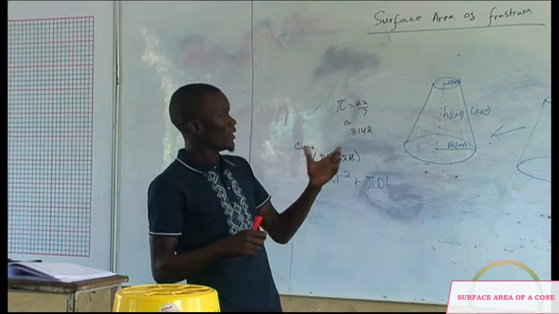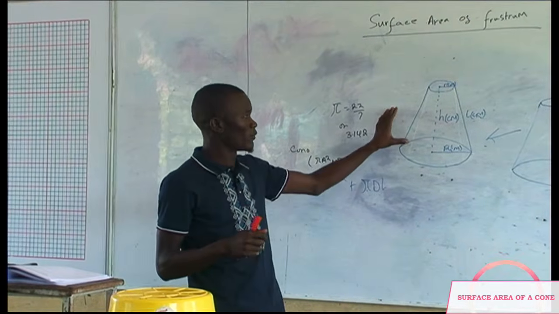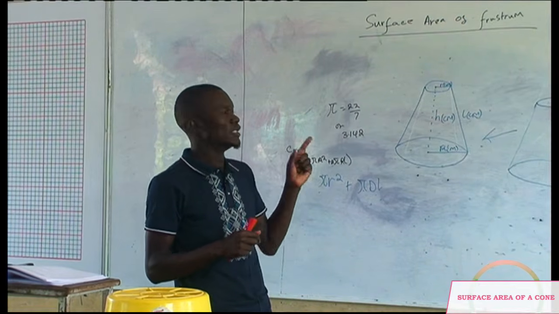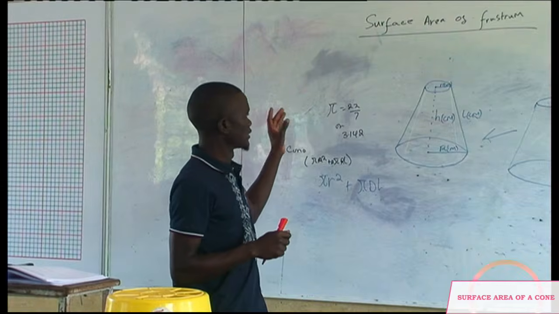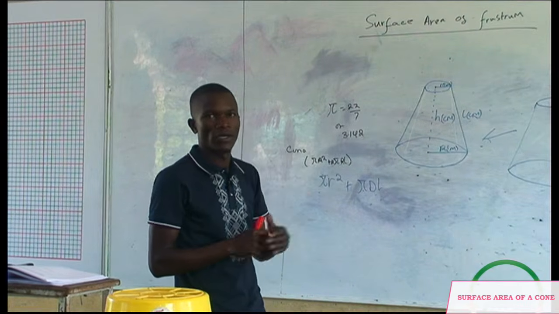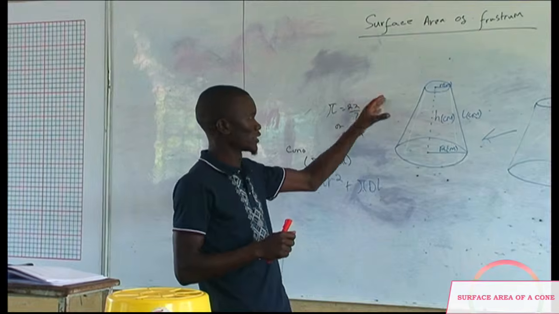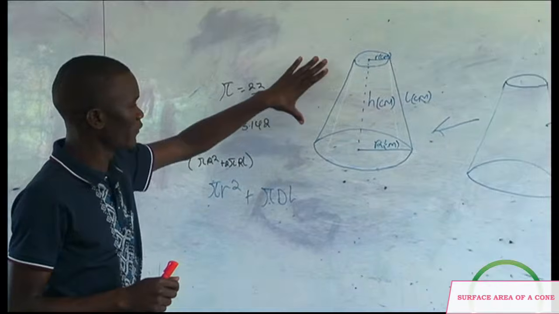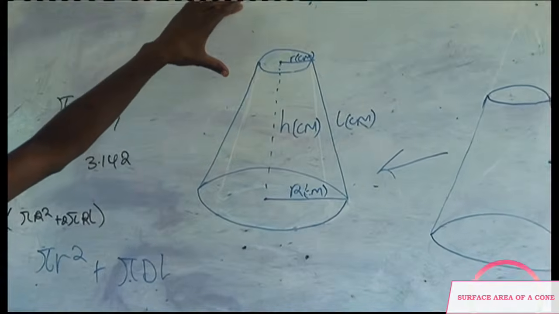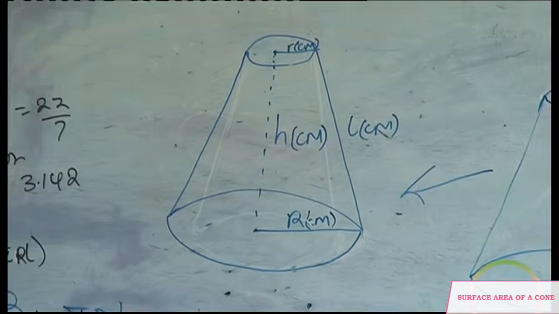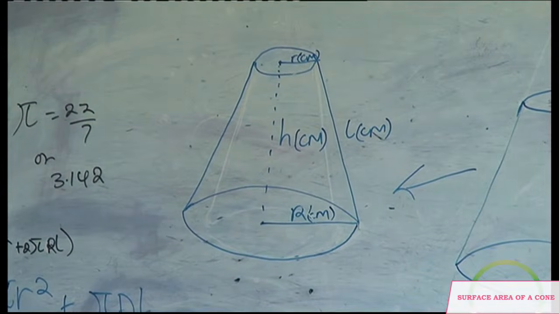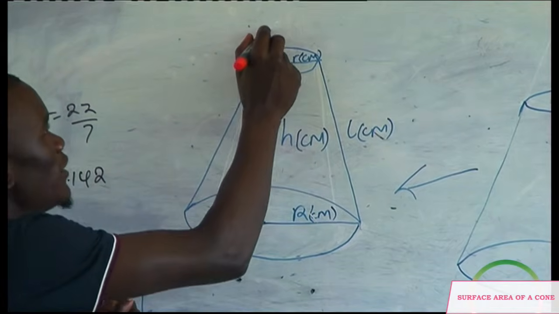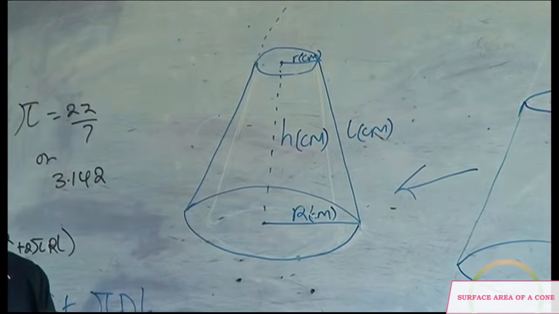Now that you are able to see where the frustum is coming from, we want to see how we calculate the surface area of a frustum. How can we calculate the surface area of a frustum? It is very difficult to calculate the surface area of a frustum the way it is if we don't form a cone again. Now, having our frustum, my viewers, try to extend the slant height on the upper part.